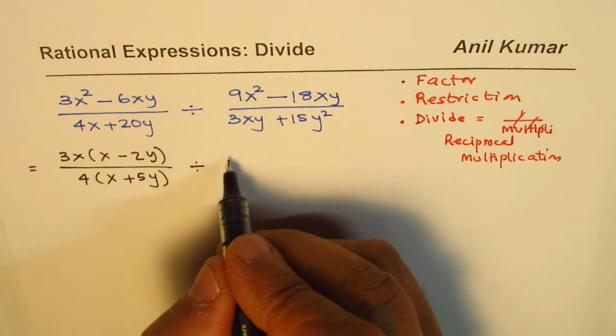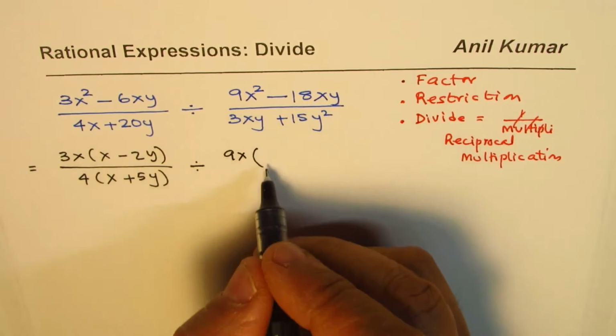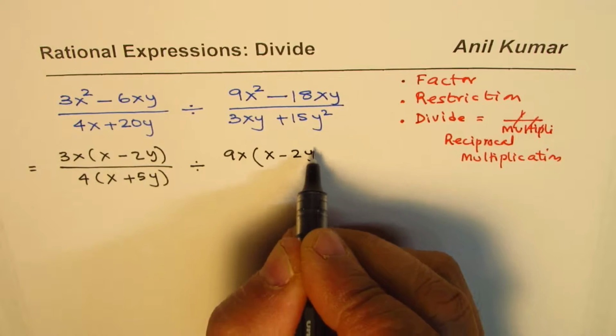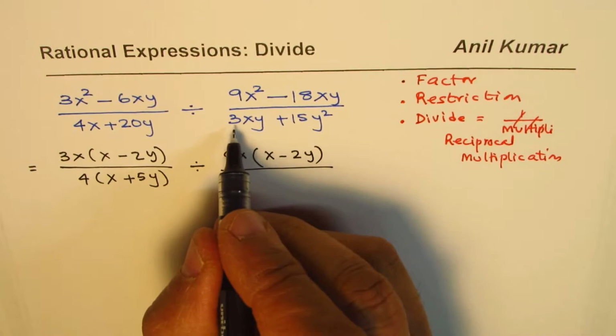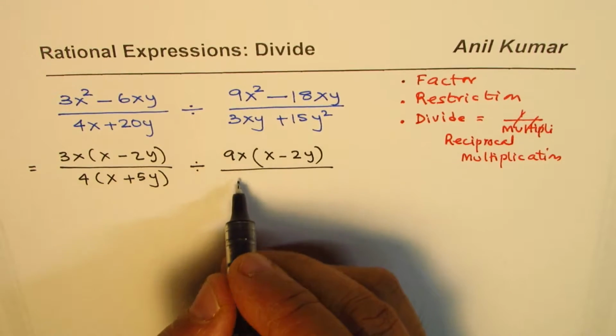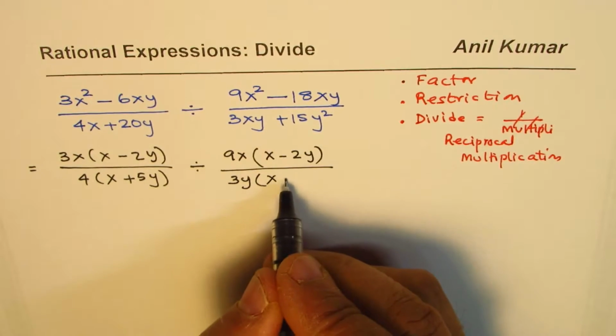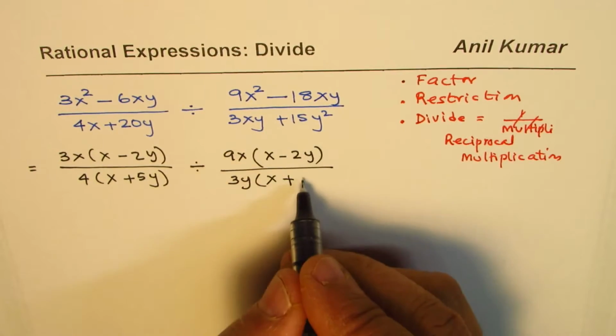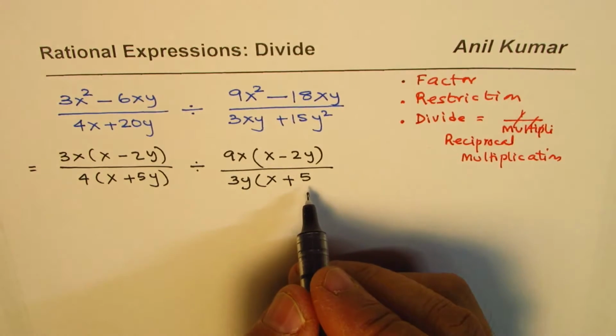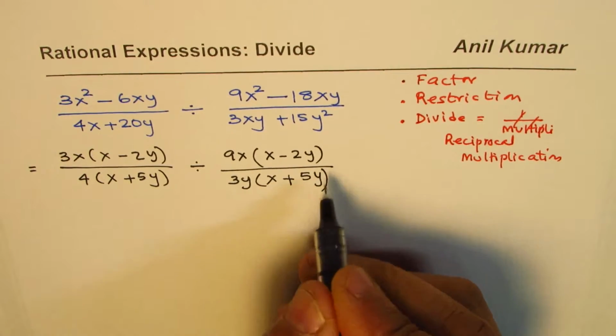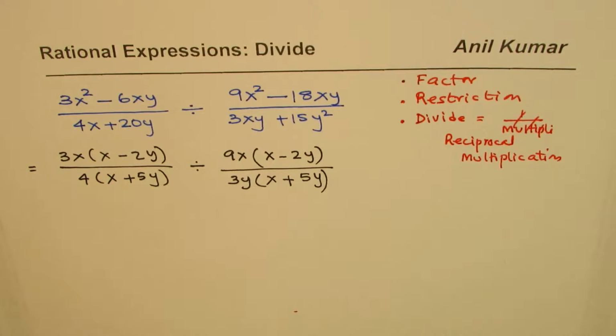Factor: 9x is common. So we get x minus 2y. Divided by, 3 is common and y is common, so 3y is common. That gives us x, and then here we have plus 5, 15 divided by 3 is 5, and y. So that is how you can factor.